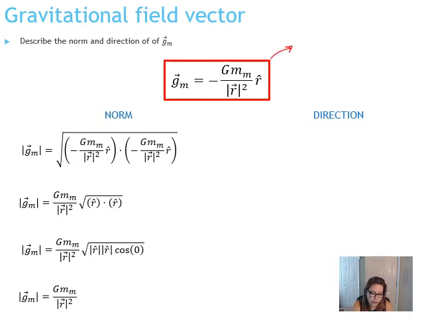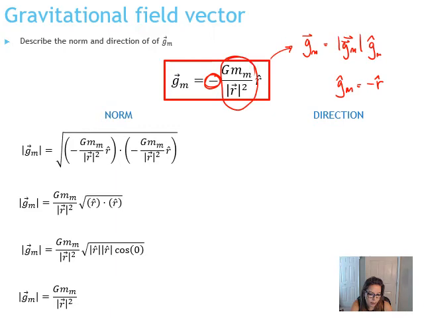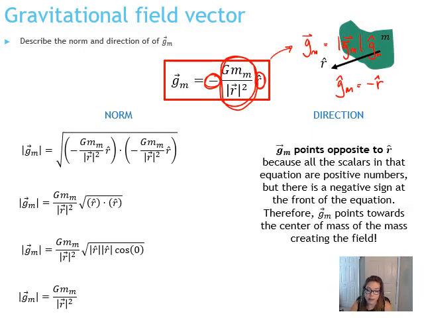Now, we could rewrite this vector, g sub m, as its norm times its unit vector that describes its direction. So when you compare that to what we have in this box right here, notice that the unit vector that describes the direction of g sub m is exactly equal to negative r hat, because that negative sign is still out front. All of these things just describe the norm of the vector. So negative r hat describes the direction of this vector. And negative r hat would just be in the exact opposite direction as r hat.